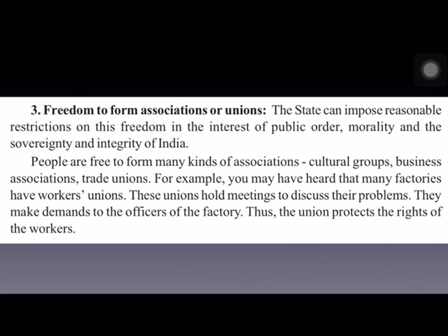And freedom to form associations or unions. All the people in India have the freedom to form any types of associations or unions. Like cultural groups, business associations, trade unions, bank unions, workers unions, labor unions. And many of these unions fight on behalf of the workers with the owners to get their demands fulfilled. That means these unions protect the rights of the workers.